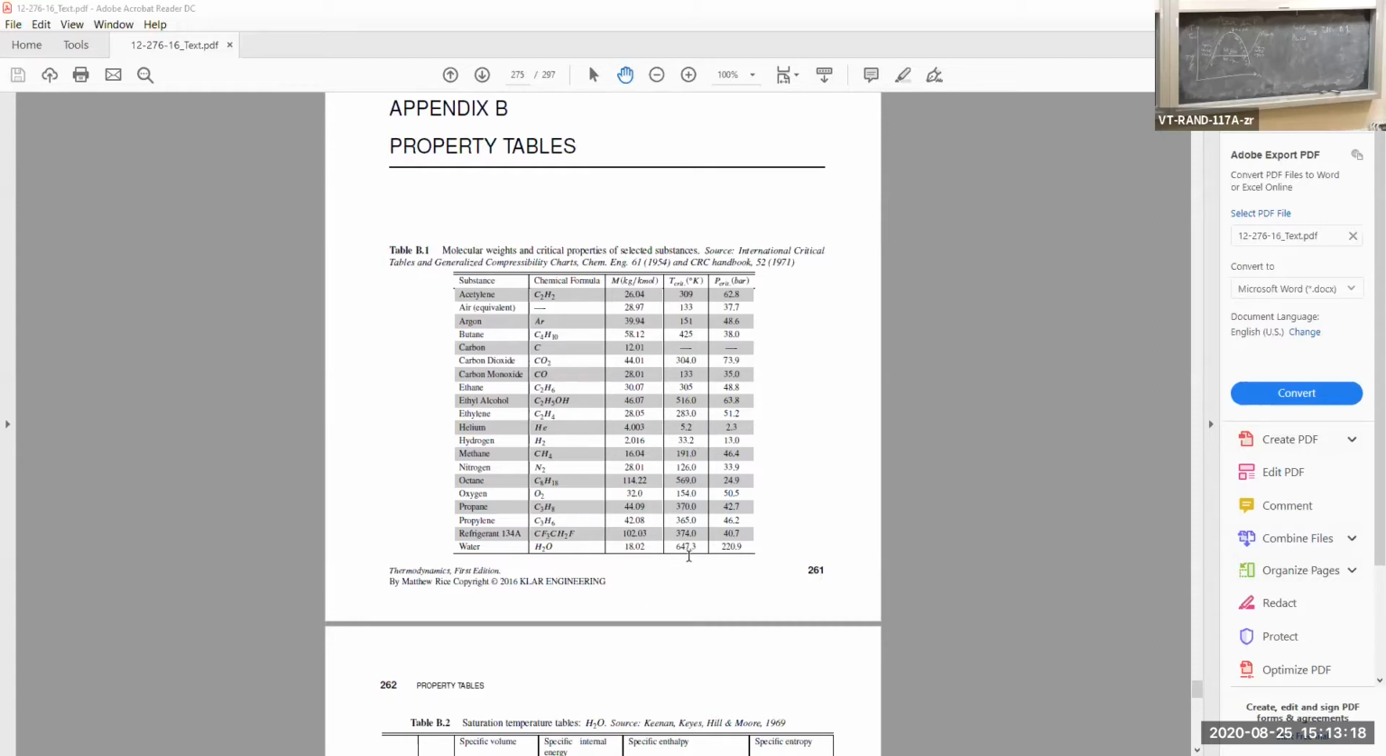For water, the critical temperature is 647 degrees C. No, I'm sorry, that's Kelvin, absolute. 647 Kelvin, so that's around 400 degrees. Subtract 273 from that. It's actually more like 350, about 350 degrees centigrade. The critical pressure in bar, 220 bar. Basically, 1 atmosphere is a bar, so the critical pressure is approximately 220 atmospheres.